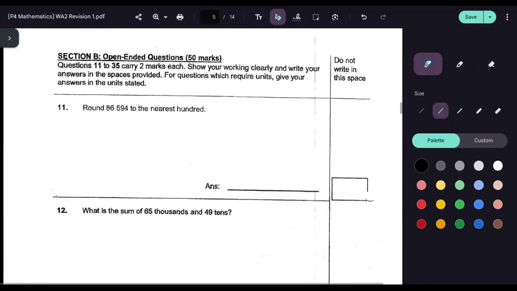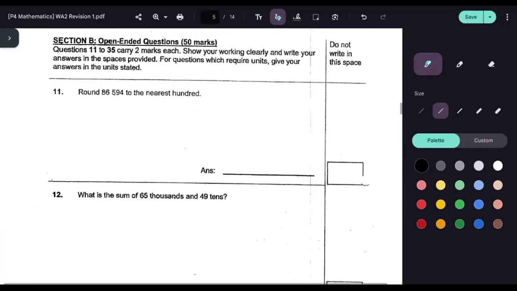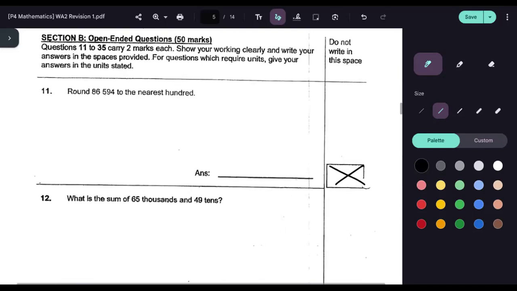Alright. Let's go on to section B. I think I might have time to cover the next one. Let's see how long we take to finish this. Questions 11 to 35 carry 2 marks, so you need to show your working clearly.